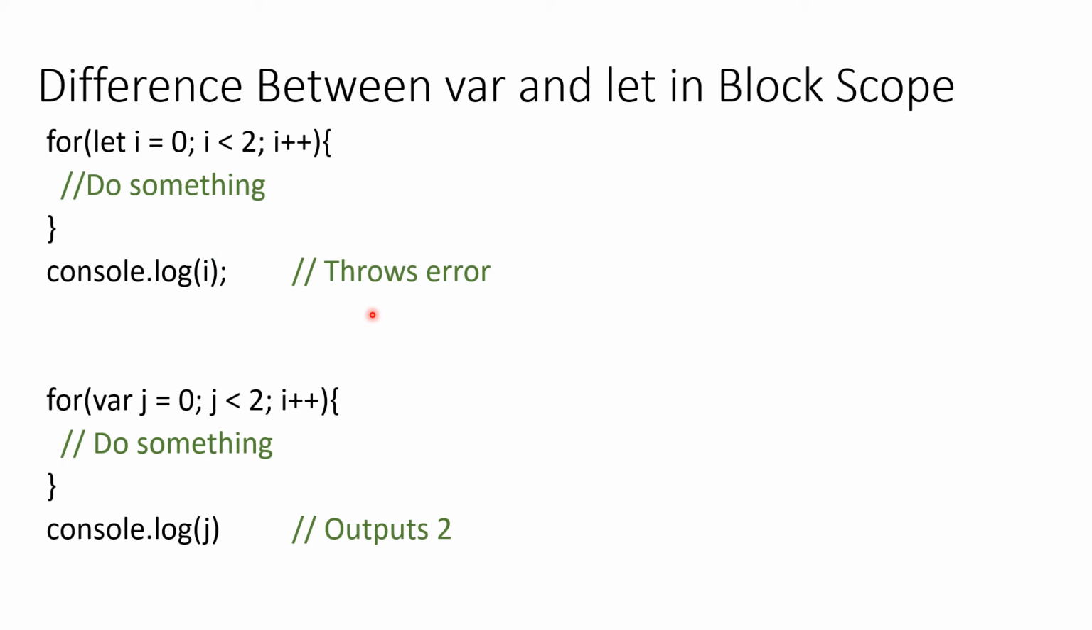So that's why we will get an error. Let's see the same kind of example but with a different keyword, that is the var keyword. We are using the same for loop with var: var j = 0; j < 2; j++. Will we be able to access it? Yes, we will be able to access it, because var doesn't have a block scope. We will be able to access it outside the block scope.